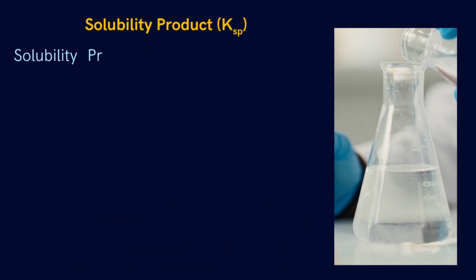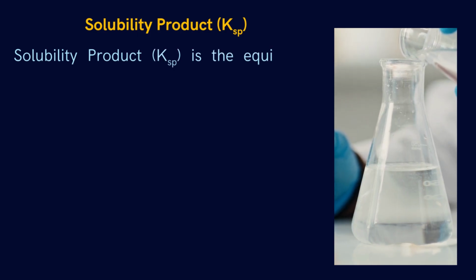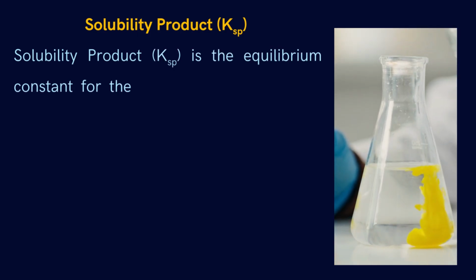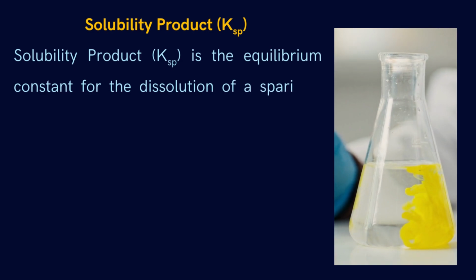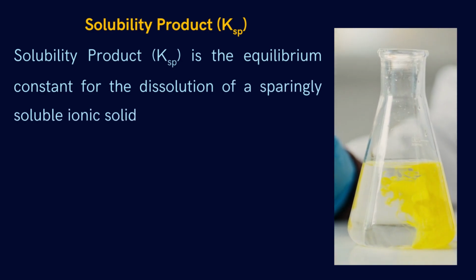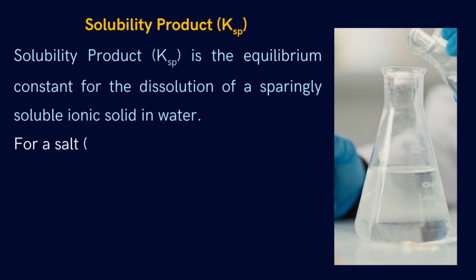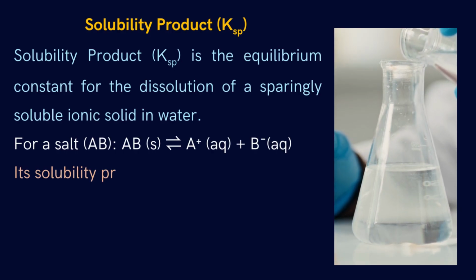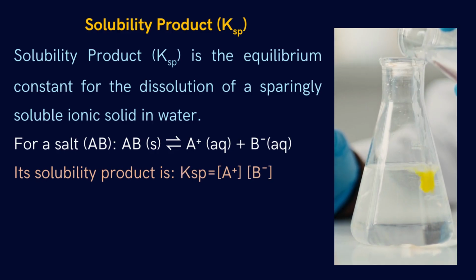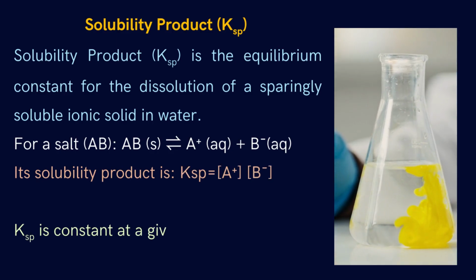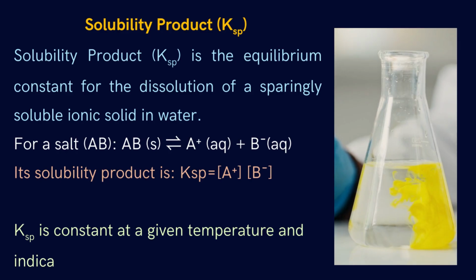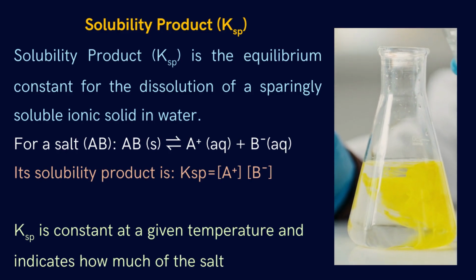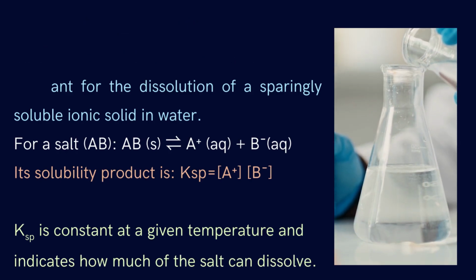Further, we should know the solubility product, KSP. Solubility product is the equilibrium constant for the dissolution of a sparingly soluble ionic solid in water. When salt AB is dissolved, it ionizes into A+ ion and B- ion. And thus the solubility product KSP is the product of [A+] and [B-], where the KSP is constant at a given temperature and indicates how much of the salt can dissolve.